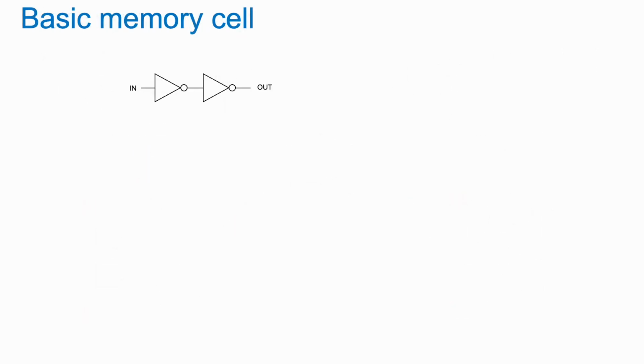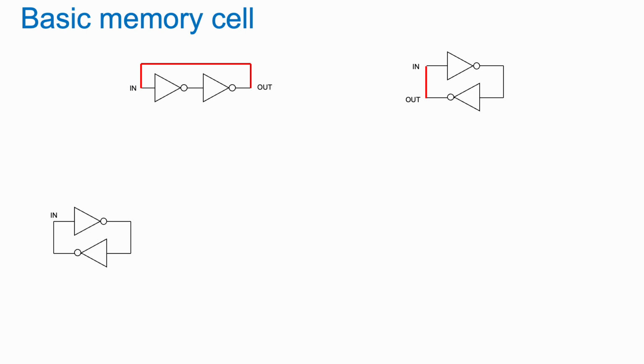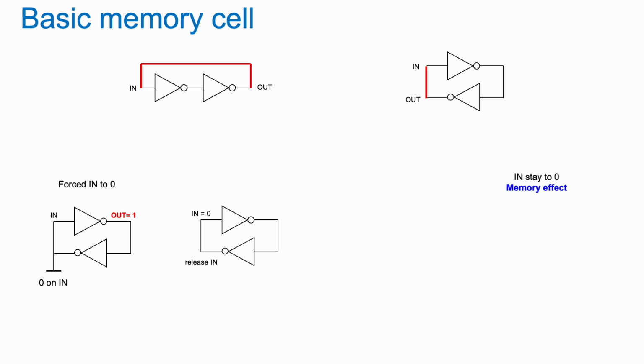The simplest memory cell consists of two inverters in series with the output connected to the input. The two inverters connected in series can also be shown with the output close to the input. If we force the input into 0 volt, the output out will be forced to logic 1. But now, if we stop forcing into 0 volt, the output out will remain at logic 1. This is a basic memory effect.